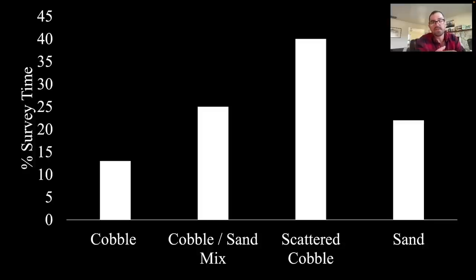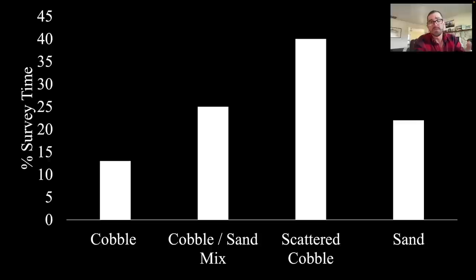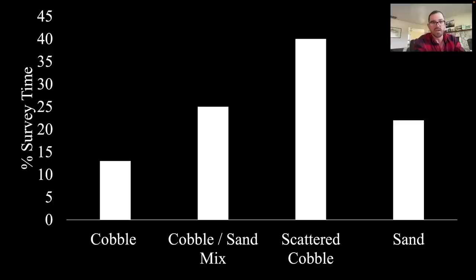And then scattered cobble was basically where that's just predominantly sand, and there's only 10-30% visible coverage of cobble in the video. And then pure sand, I basically just considered anything that was primarily sand with less than 10% cobble coverage. So not a lot of boulders visible, mostly just sand dominant. And of course, this gives me a capture of what my survey effort was in terms of the amount of time I spent in these different habitat types.